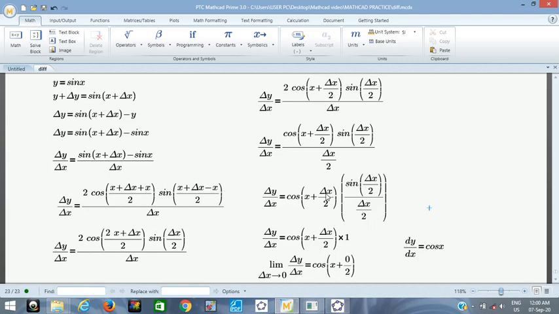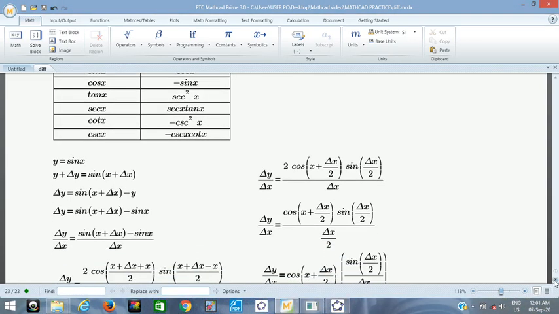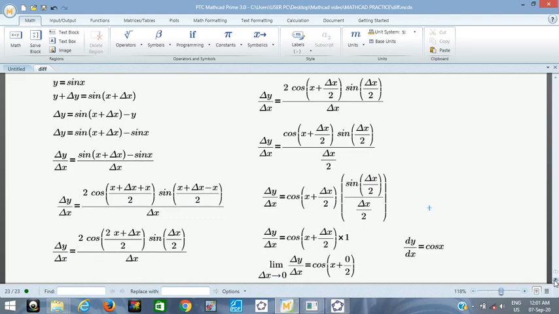Then substitute delta x as 0 in the limit of delta y over delta x, as delta x approaches 0. So you are going to get it. Finally, dy/dx equals cos x. So that's how we got this answer in this table. The differentiation of sin x is equal to cos x. So this is the first principle explanation of how you can differentiate sin x to get this result of dy/dx equals cos x.